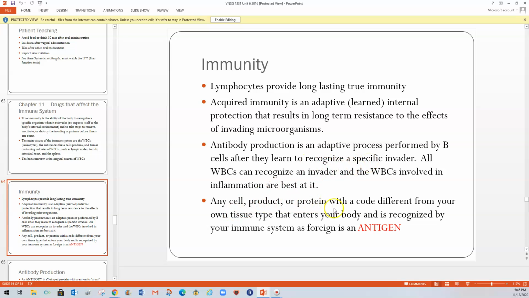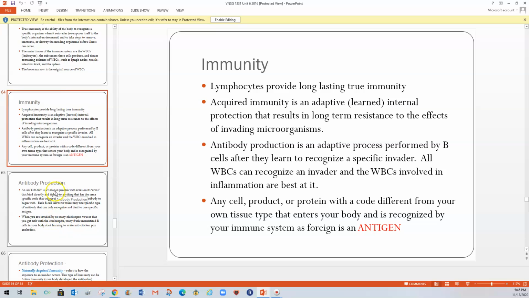Any cell, product, or protein with a code different from our own tissue type that enters the body and is recognized by your immune system as foreign is called an antigen. So antigen is foreign. Antibodies is what is good. If we develop antibodies, such as this COVID virus, then we're protected. So understand the difference in antigen and antibodies.